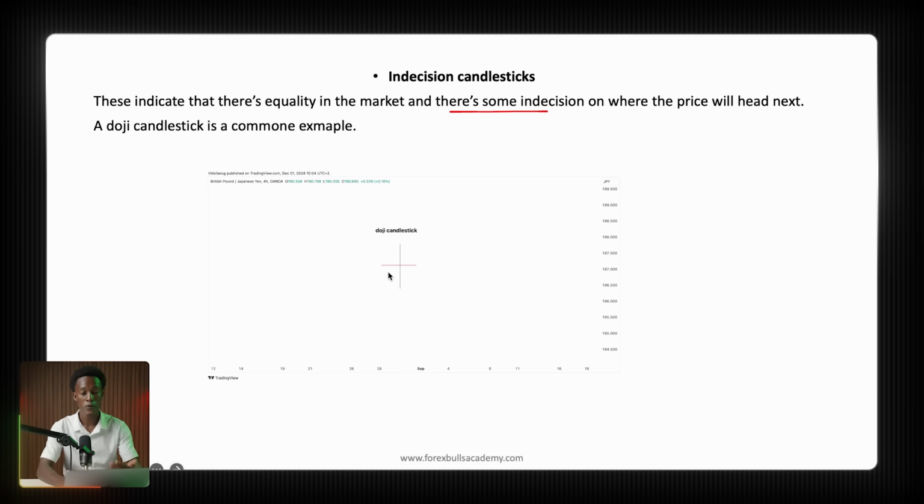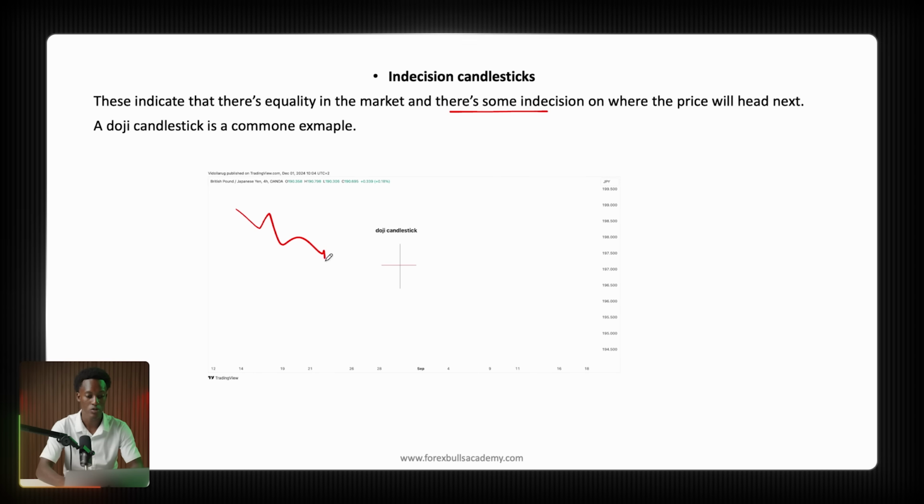So a doji, okay, is an example of an indecision candlestick. So you can see it's a very, very tiny body, okay, and then with wicks on the other side. If you saw this form, you need to ask yourself, what was the price initially? So we initially had a downtrend, and then out of the blue, we have this formation. This should bring something to mind.